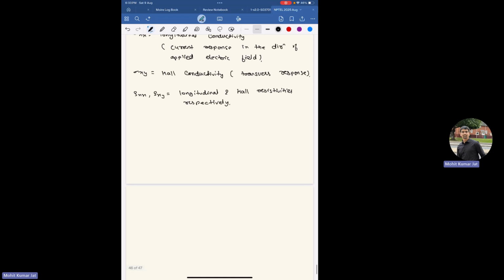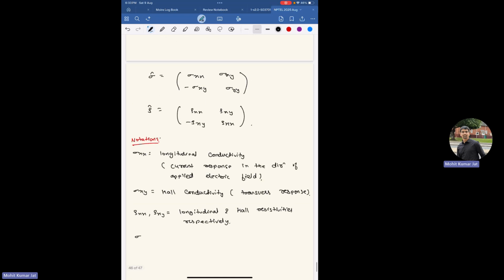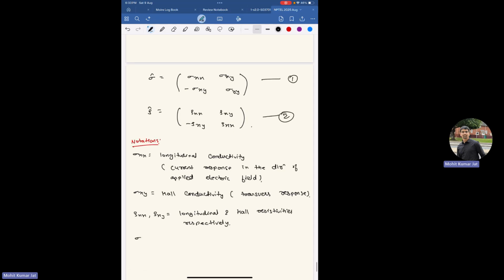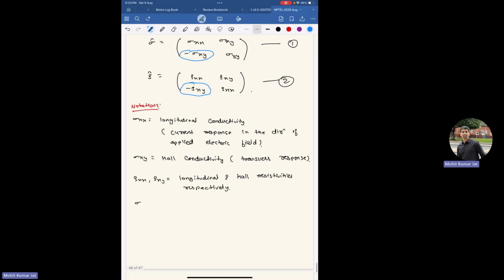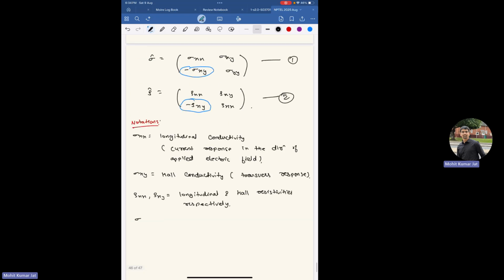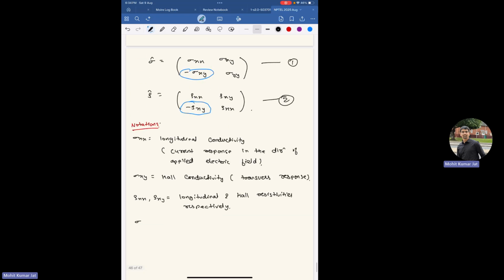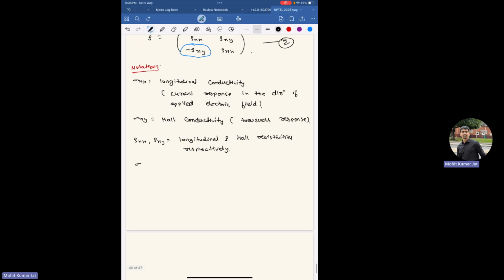And remember what I have written in equation 1 and equation 2. If you see, these off-diagonal components are negative. This comes from the Onsager relation, that the antisymmetric sign reflects the Lorentz force, and Ey due to Jx is plus or minus Jx. This is something which I have discussed in the previous class, assignment 1. You can follow why it's negative.